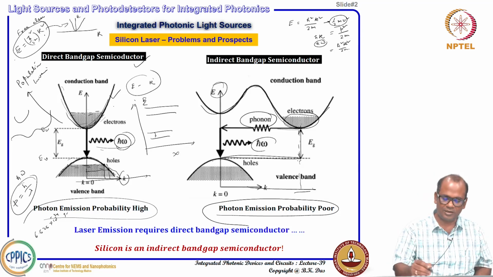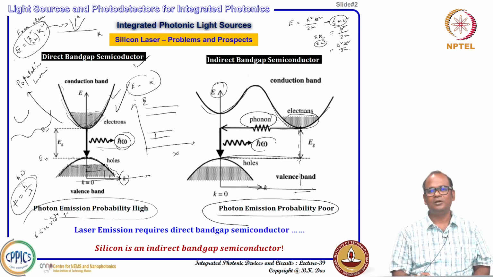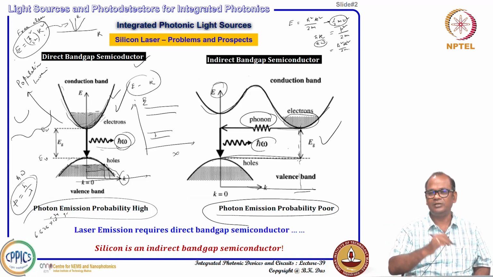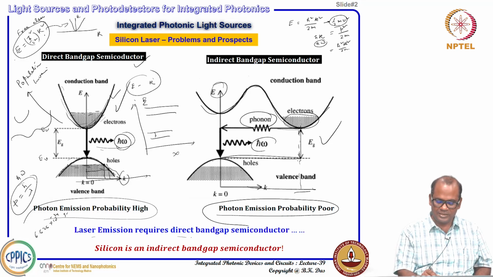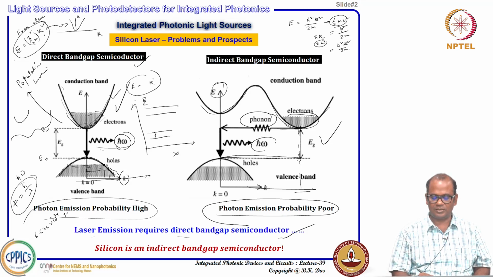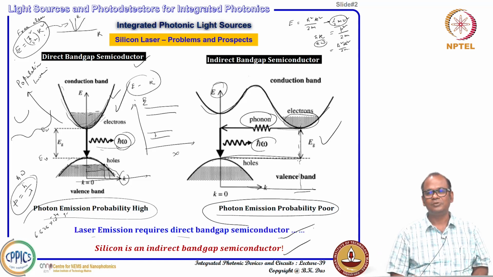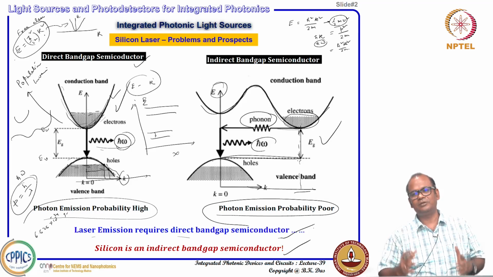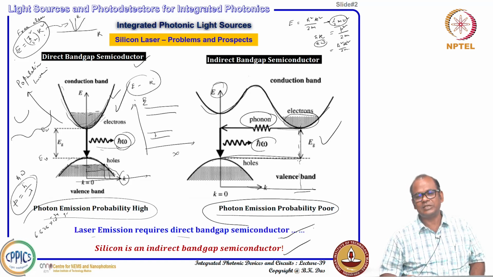All the compound semiconductors have this type of direct band structure, but silicon and germanium are indirect band gap semiconductors. So, laser emission requires direct band gap semiconductors. Silicon is an indirect band gap semiconductor. That is a problem. The physics is actually prohibiting it, so it is not easy to have a laser in silicon.